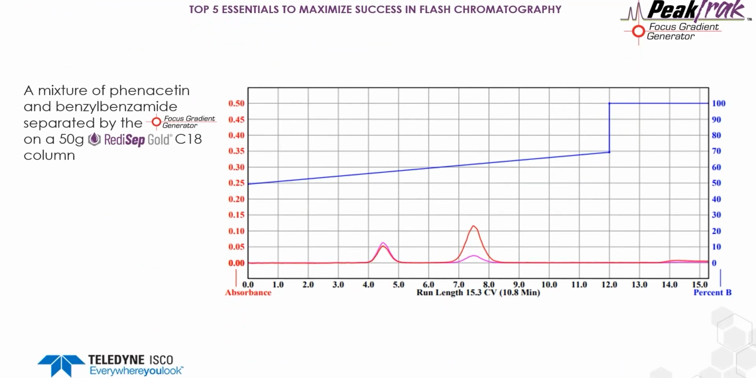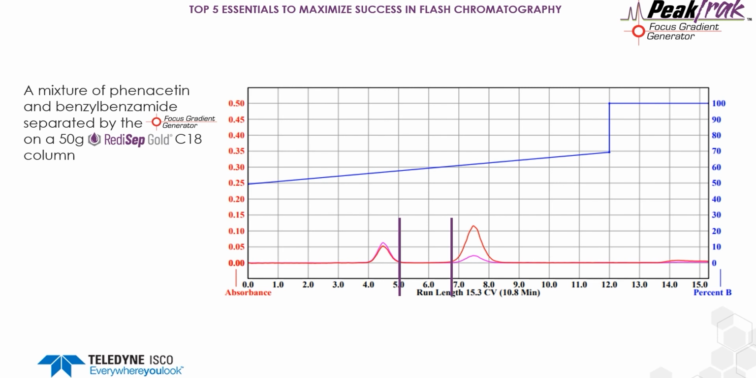Here is our focus gradient from the separation between phenacetine and benzyl benzamide. You can see that the gradient is going from 50% solvent B up to 70% solvent B over a course of 12 column volumes. And you can see how much better our separation is between those two peaks. We're starting to see really good resolution thanks to the focus gradient generator.